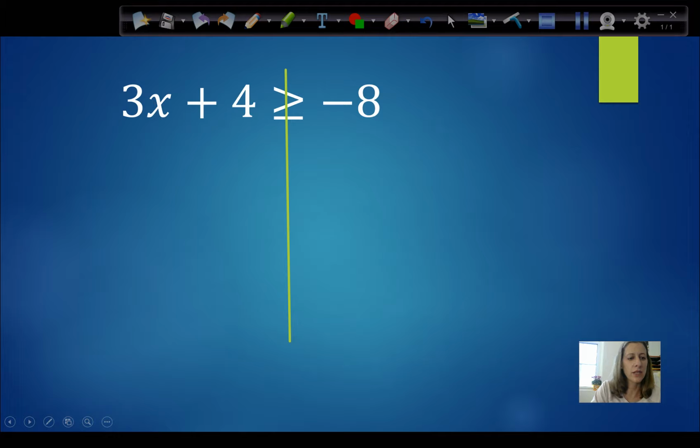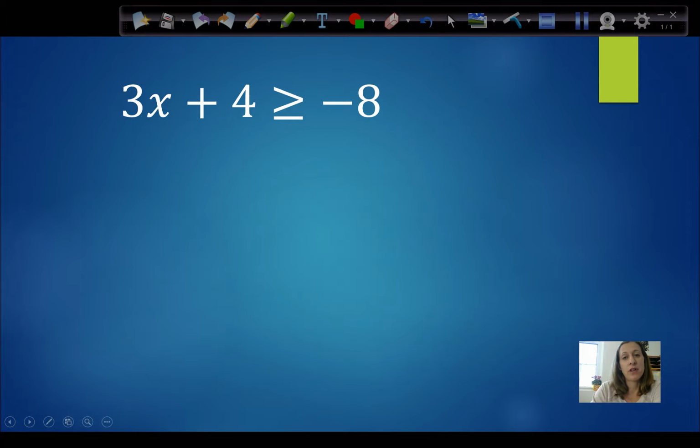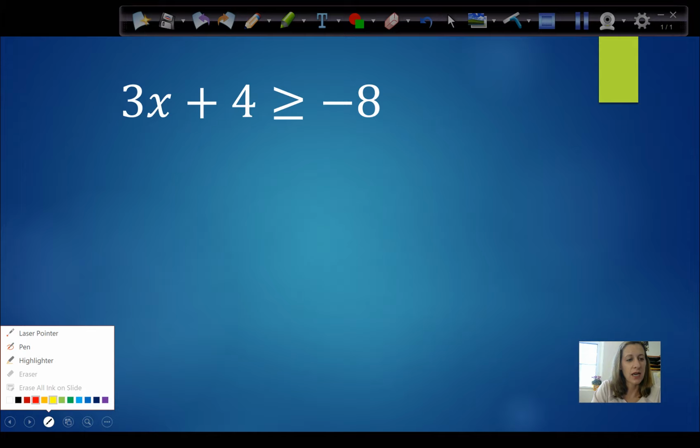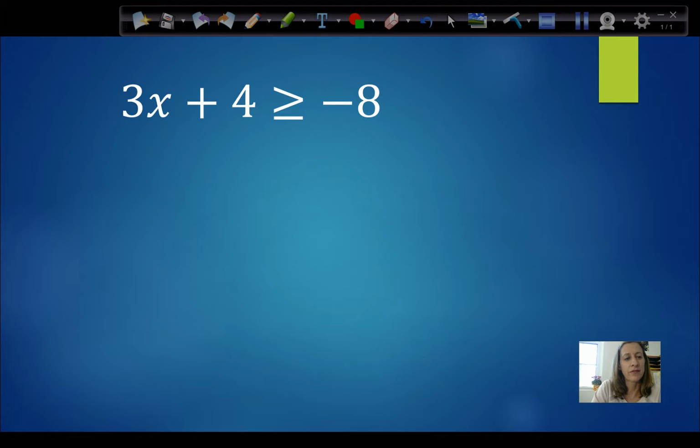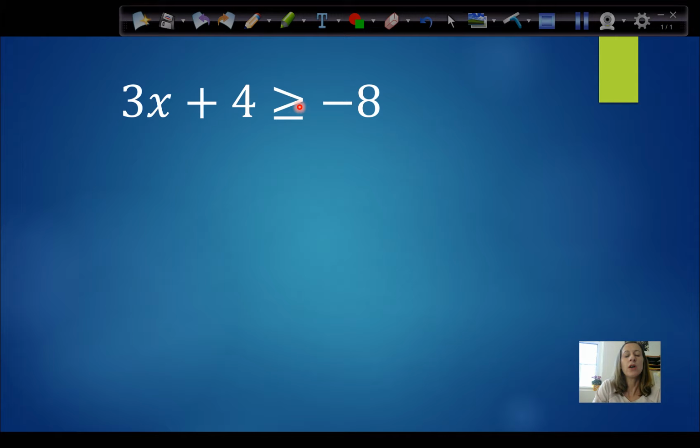Okay, so we are going to be solving inequalities today, which is just like solving equations, except we just won't have an equal sign. So here would be an example of our first inequality. The only thing that's different is we have an inequality symbol, so this is greater than or equal to, but we're going to treat this just like it's an equation, and so we solve it exactly the same way.